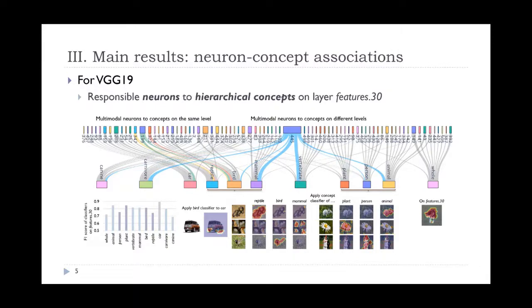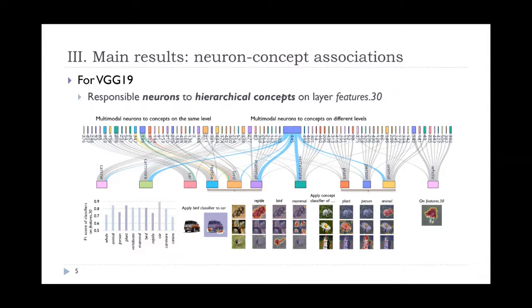Next is our results. In this slide, we show responsible neurons to hierarchical concepts on layer feature 30 of VGG19. The thickness of the link indicates the size of Shapley values. The pictures and heat maps below illustrate the results of applying concept classifier on different images. As we can see, the 445th neuron, see the blue links, is a multimodal one which contributes to many concepts such as mammal, vertebrate, and animal.